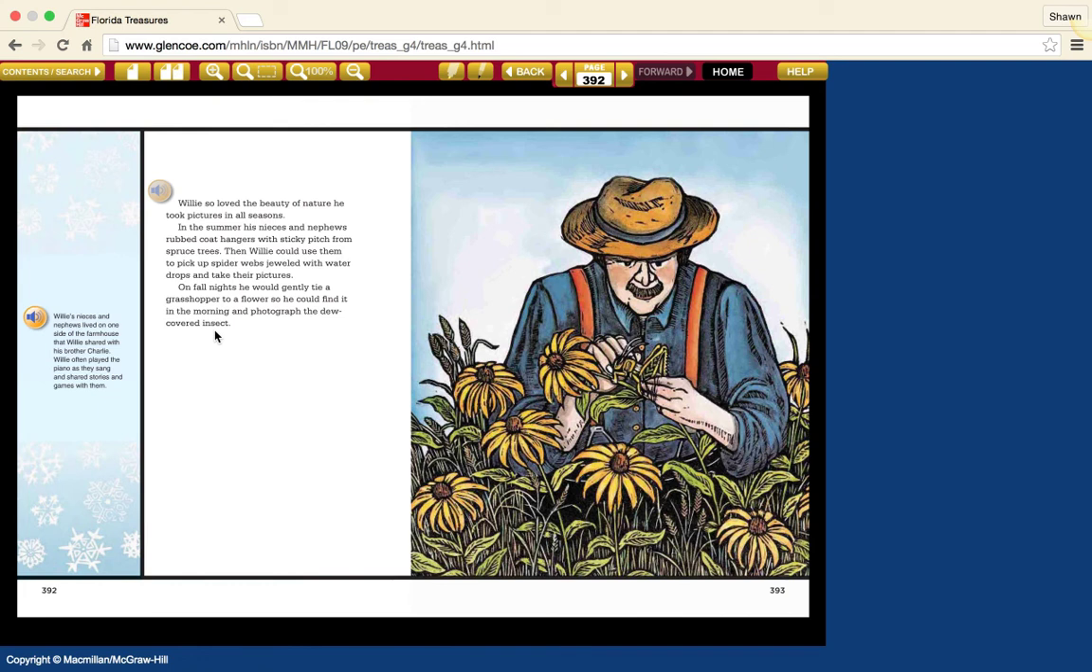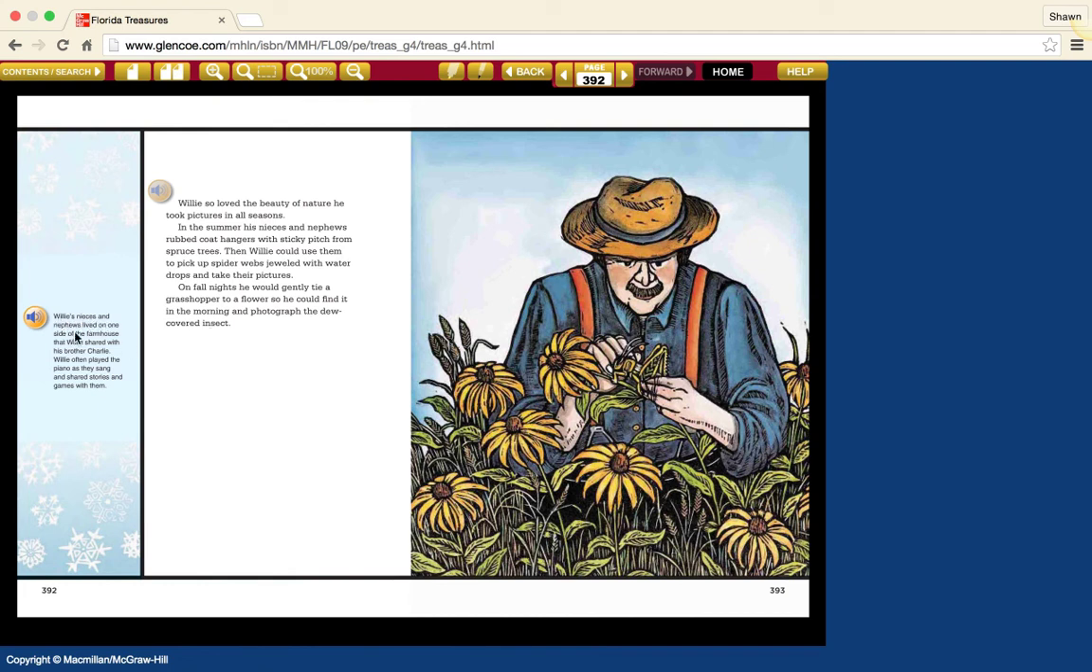What a great, this is such a great biography about a scientist who loved his science. It wasn't just a job for him. He loved the earth, and he loved looking at the earth and the beauty of the earth. And that really is something that inspires me when I read this story. It's a lesson to me.